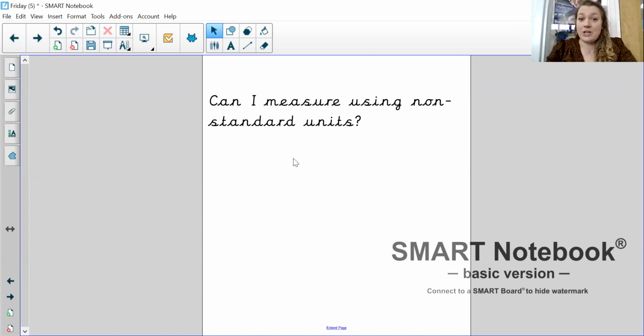So today's learning objective is my turn. Can I measure using non-standard units? Let's talk about what that means.